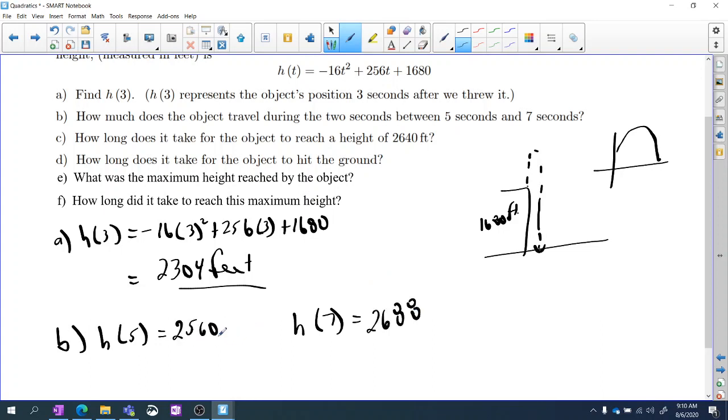Okay, so there's our two values. So at the 5 second mark, it was at 2,560 feet above the ground. And then at the 7 second mark, it's at 2,688 feet above the ground. So the question was how far did it travel in that 2 second span. So we're just going to get the difference between those two. Take the 2,688 and subtract 2,560. And the object would have traveled, let's see what I get here, 128 feet.